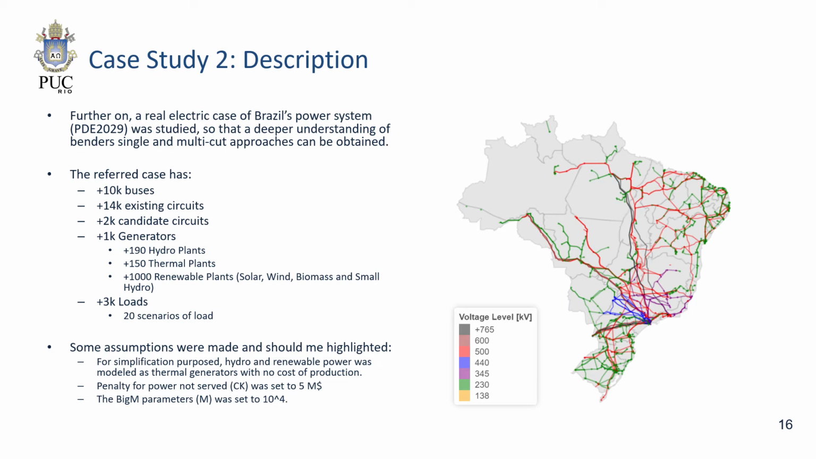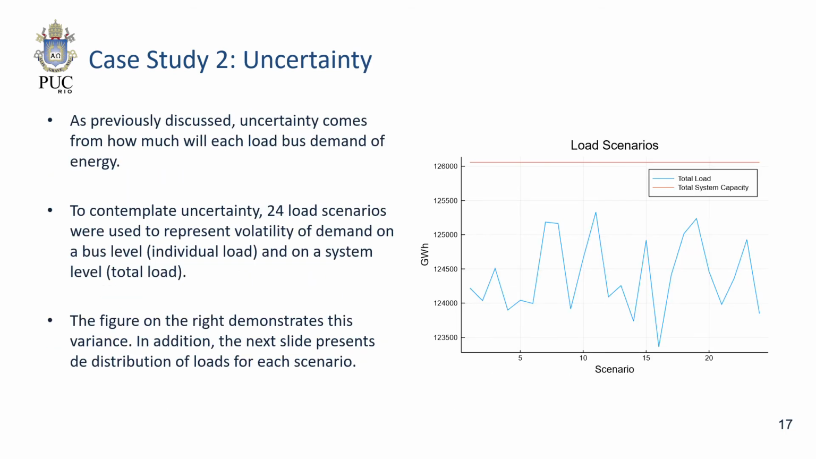So here it's valid to clarify some things as well. For simplification purposes, we set hydro and renewable power as thermal plants with cost 0, because it's water, wind, and sun. It doesn't have an associated cost. So as a way of simplifying, they were modeled in this way. The uncertainty that we will be contemplating here is related to load, only load.